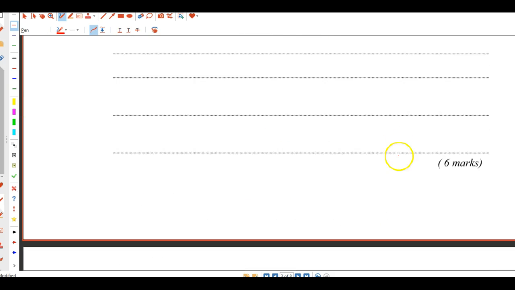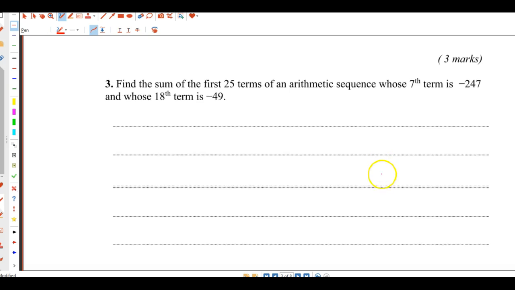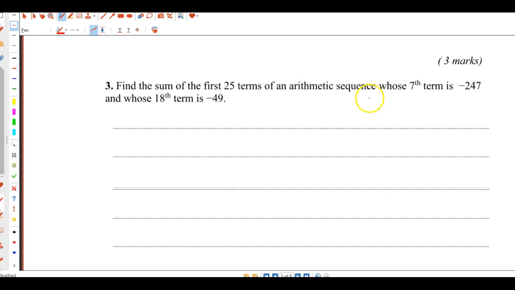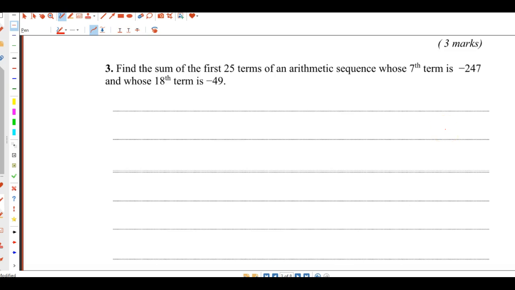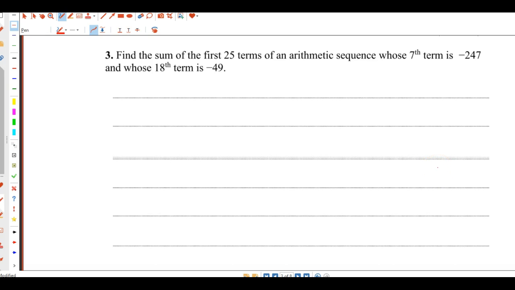Okay, let's have a look at, hopefully there'll be an infinite sum. The sum of the first 25 terms, whose 7th term is minus 247 and whose 18th term is minus 49. So what happens a lot here, we now start to have to use simultaneous equations in order to find our first term and our common difference. So just have a look at question 3. 7th term is minus 247. So what we need to write here is U7 is minus 247.